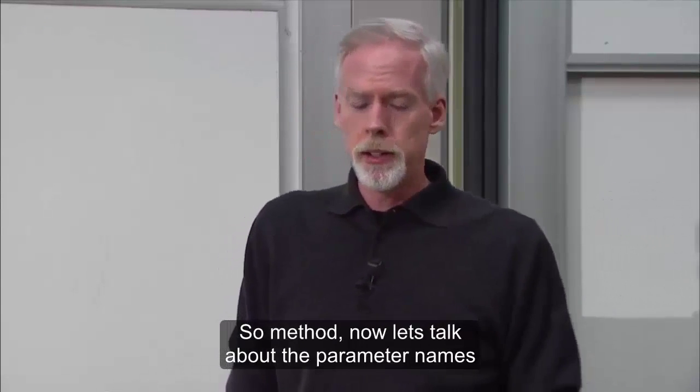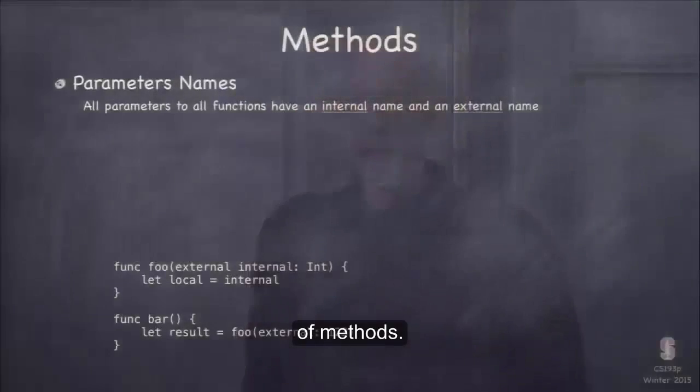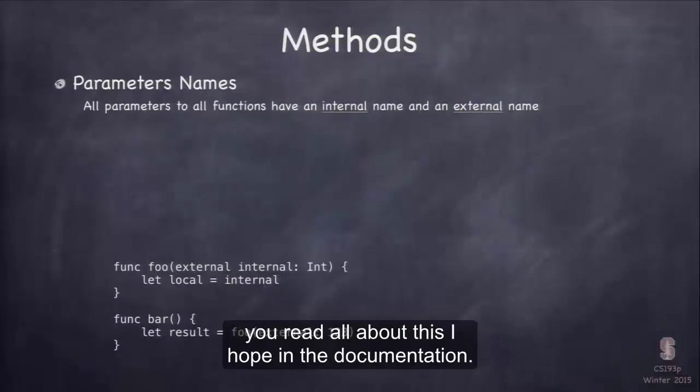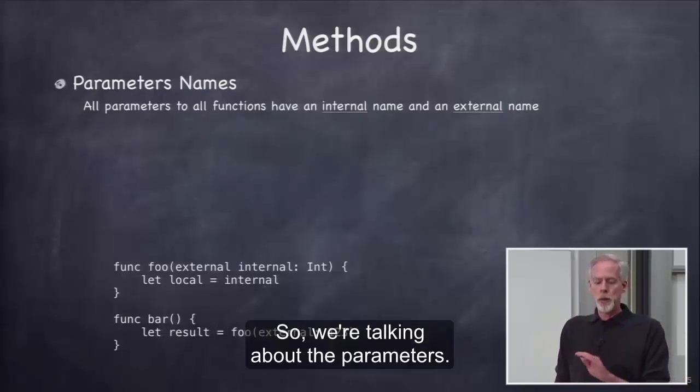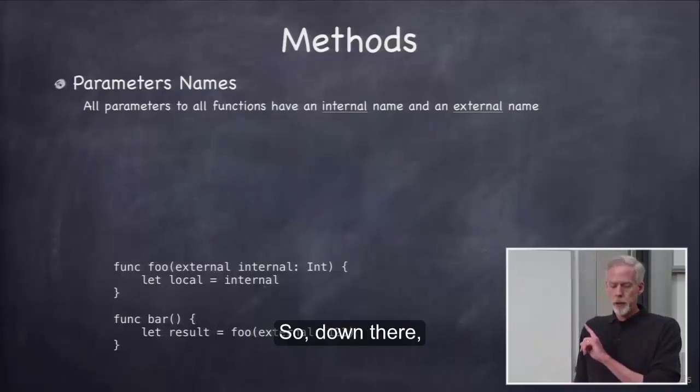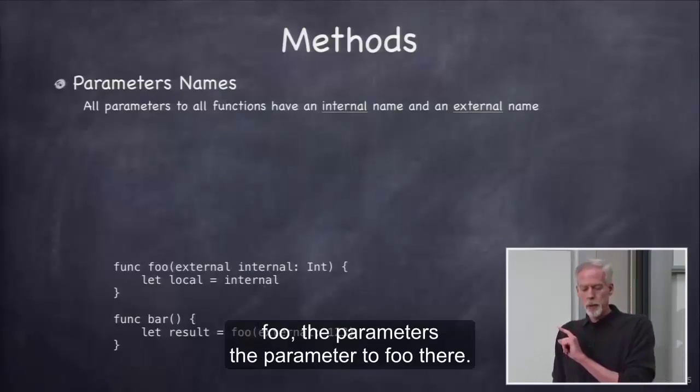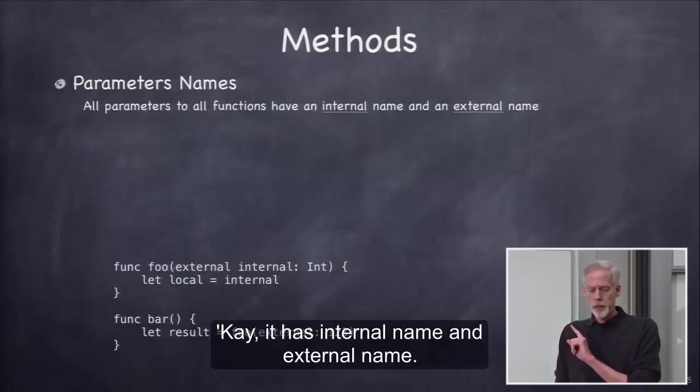So methods. Now let's talk about the parameter names of methods. This is going to be the crash course. You read all about this, I hope, in the documentation. But all parameters to functions have an internal name and an external name. So we're talking about the parameters. Down there, foo, the parameter to foo there, has an internal name and an external name.